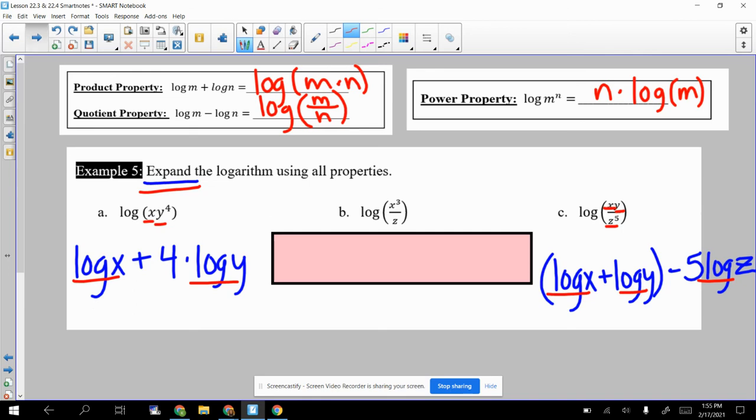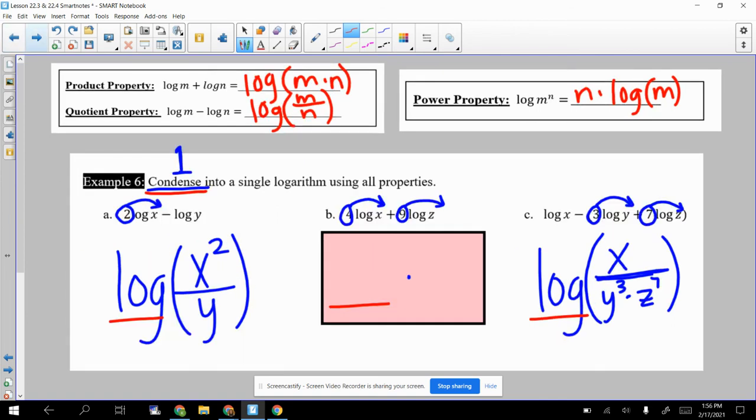Okay, so these last 2 examples, 5 and 6, were probably the hardest just because we were using all 3 properties. Okay, but that's it for today. Those are the 3 properties we're going to be using from here on out.